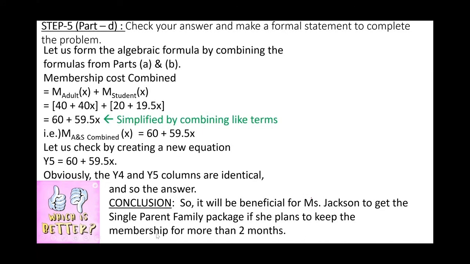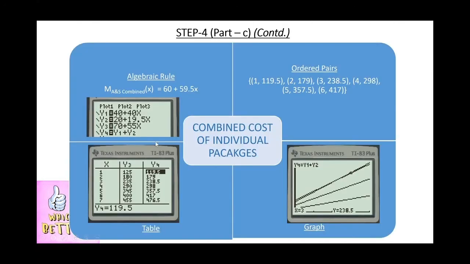So now this is the different representation for combined cost of individual packages. The expression is 60 plus 59.5x. These are the ordered pairs. That's the different functions we had all together. This is the table and we have the graph.